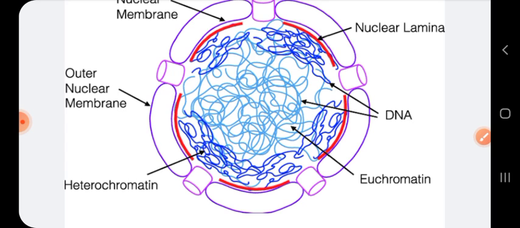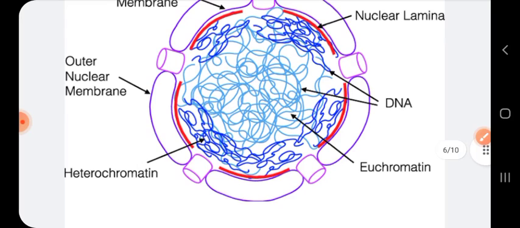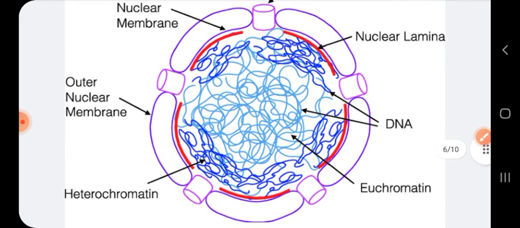And these are called chromatin fibers, which are observed in the interphase nucleus. Why? Because when they are involved in cell division, they will be coiled with other proteins. They tightly coil with histone and non-histone proteins to form chromosomes.